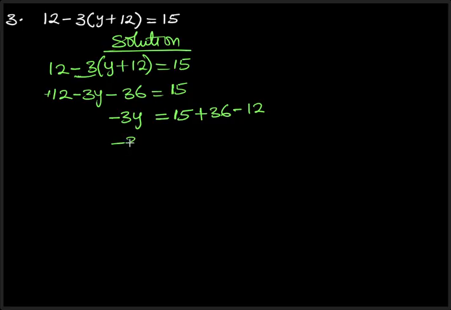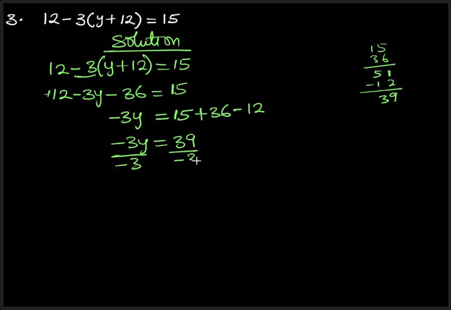So minus 3y will be equal to 15 plus 36, that will give us 51. 51 minus 12 will give us 39. So that's equal to 39. So divide both sides by minus 3, that's the coefficient of the unknown. And then y will be equal to plus divided by minus, minus, and this will give us 13. So y is equal to minus 13.